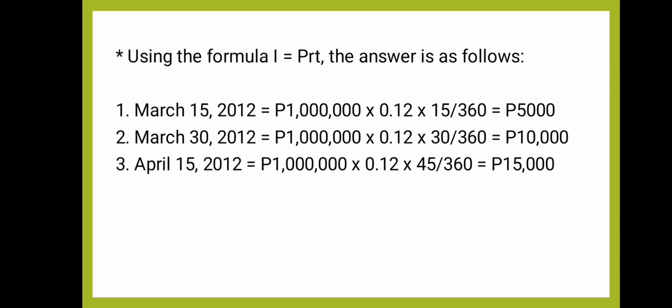Gamit ng formula na I equals PRT, makukuha natin ang mga sagot sa mga sumusunod na petsa. Sa March 15, 2012, ang accrued interest ni FLT Corporation ay 5,000 pesos. Sa March 30, 2012 o sa ika-30 na araw, ang accrued interest ni FLT Corporation ay 10,000 pesos. Sa April 15, 2012 o sa ika-45 na araw, mayroong accrued interest si FLT Corporation na 15,000 na maaari niyang gamitin as a short-term fund ng company.